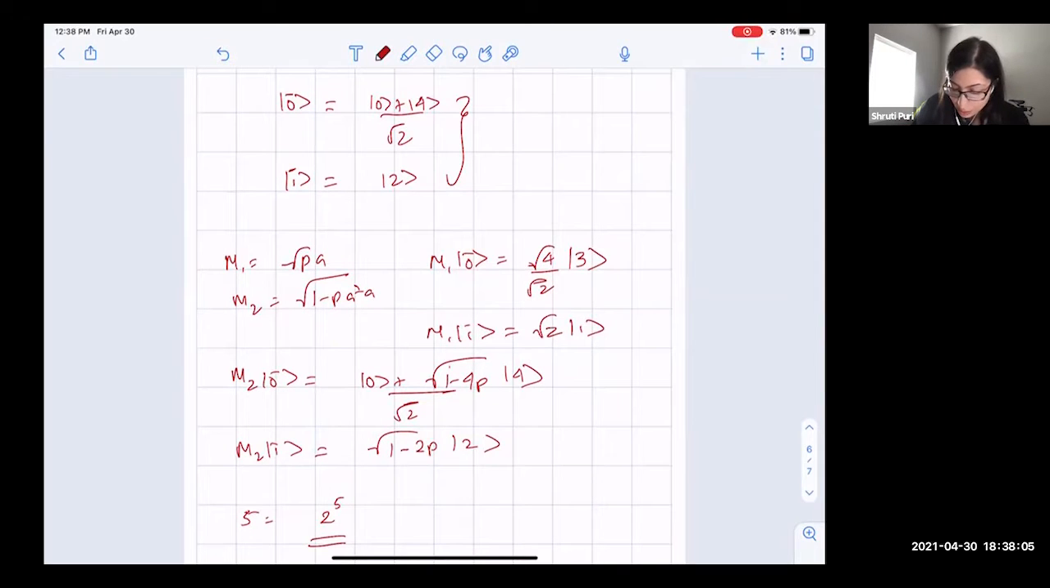Now, how do you actually perform error correction? I'm going to wait for a second here. Are there any questions on this part? Does anybody want me to go through the math?